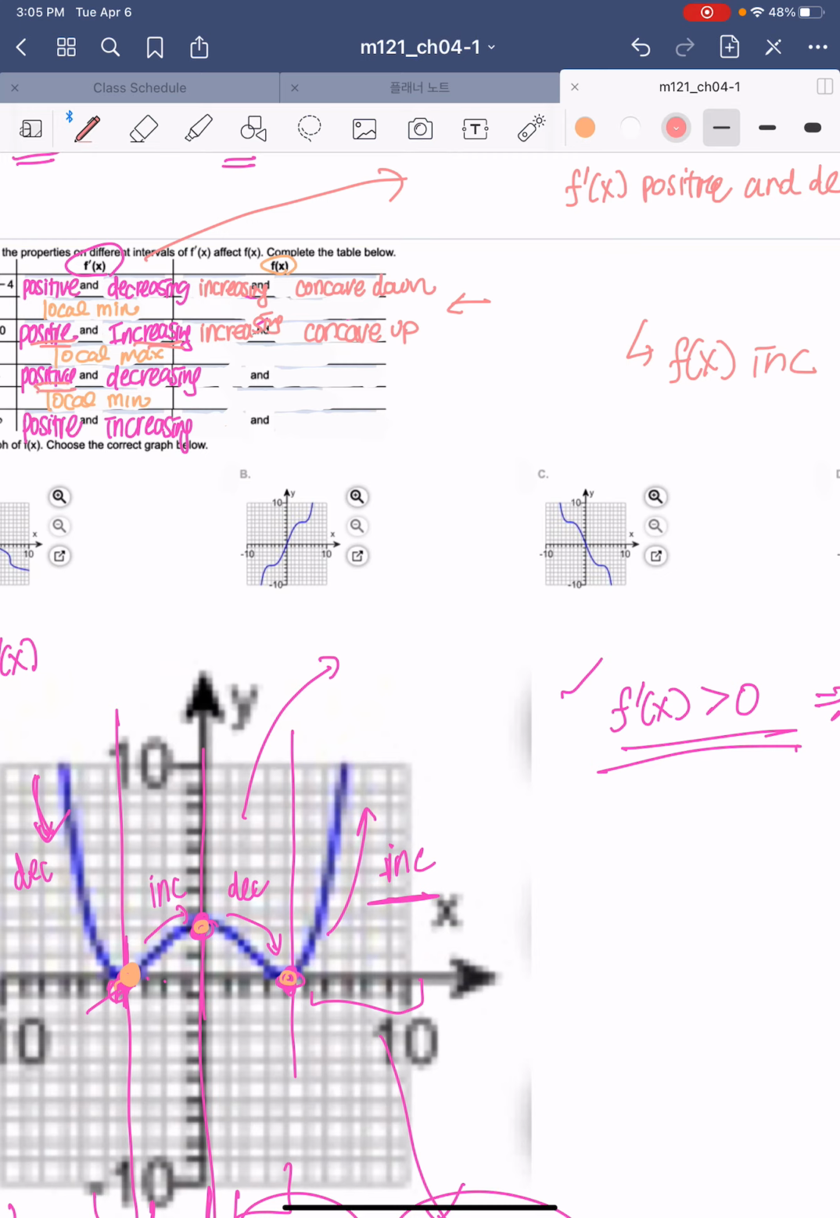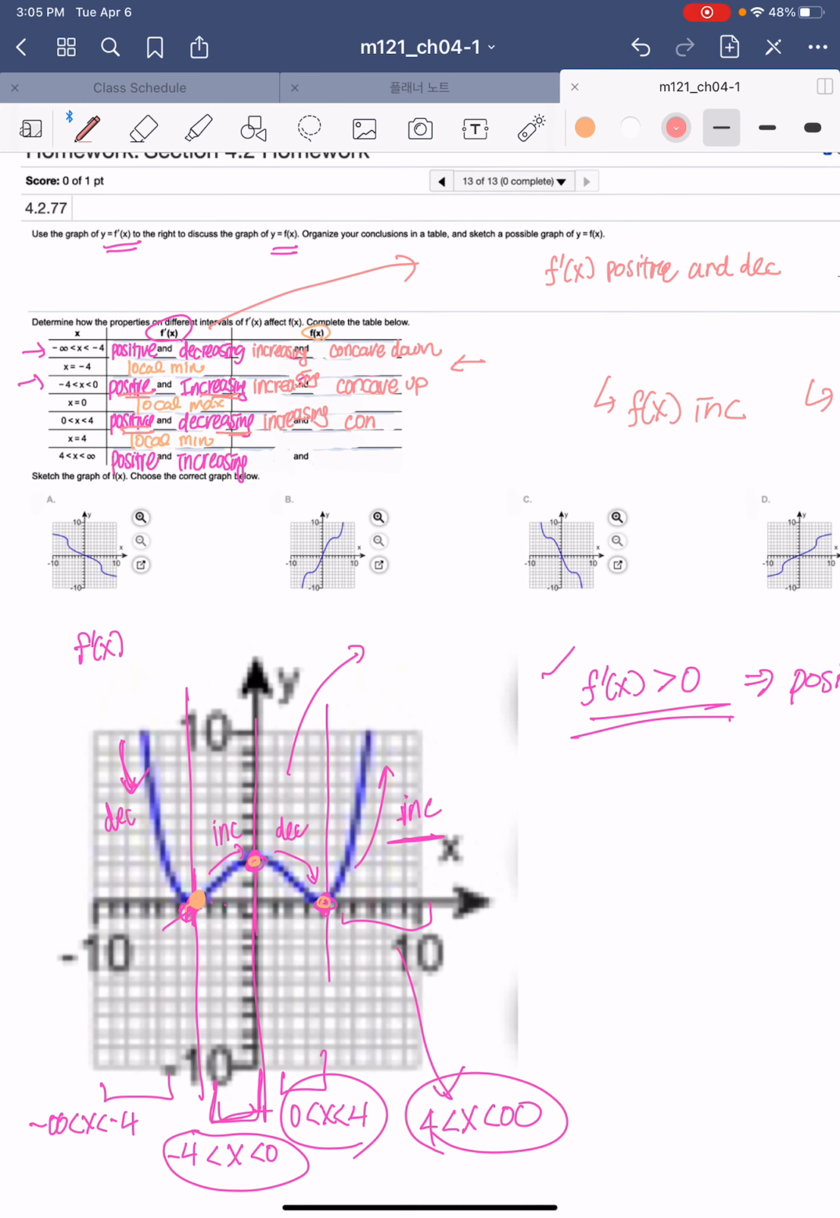Positive, so everything will be increasing because we have all positive. Increasing and decreasing means I have a concave down. Lastly, positive means increasing. The original function is increasing and the original graph is concave up.